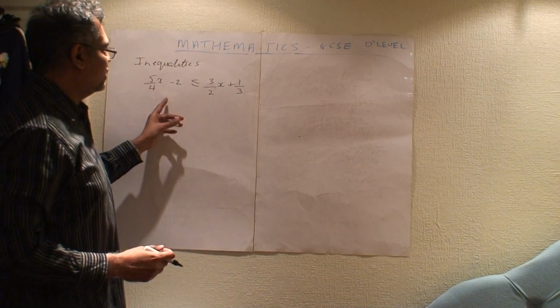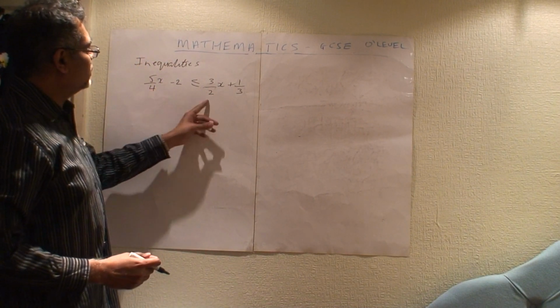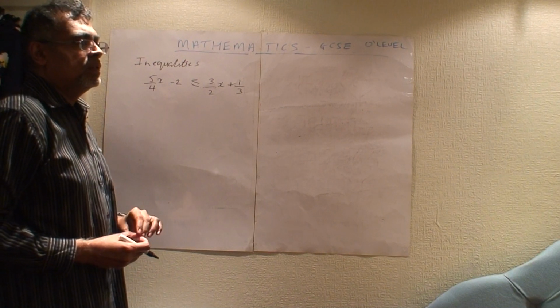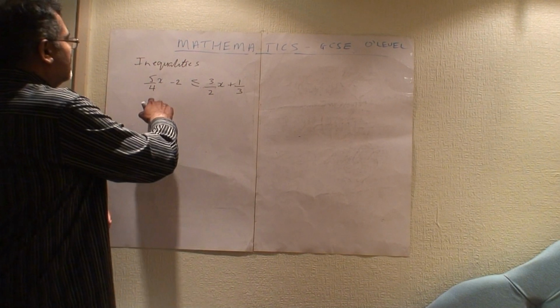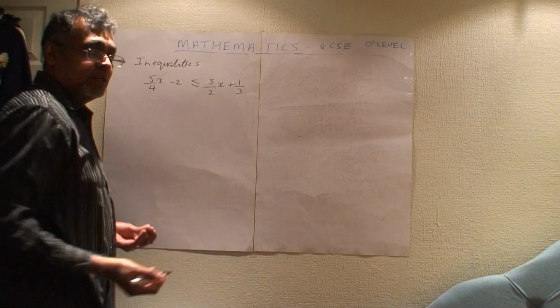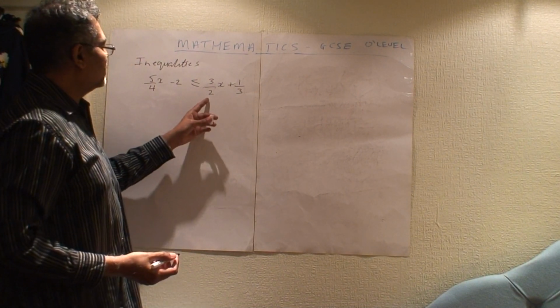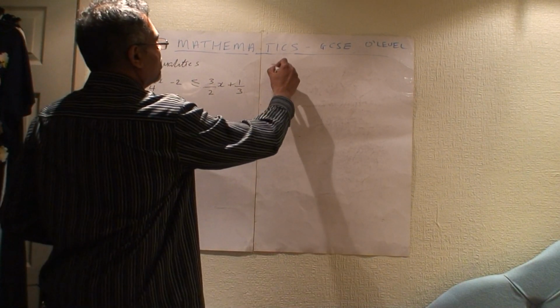But we have 4 at the bottom, 2 at the bottom, and 3 at the bottom. So normally it's best to multiply all the numbers together. 4 multiplied by 2 multiplied by 3 is 24.